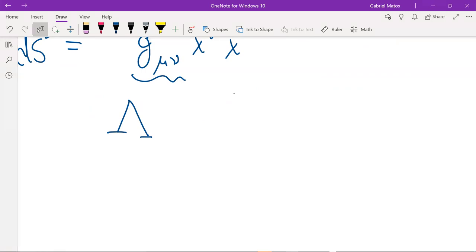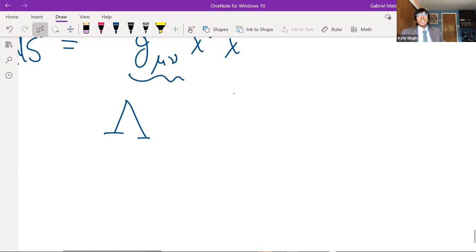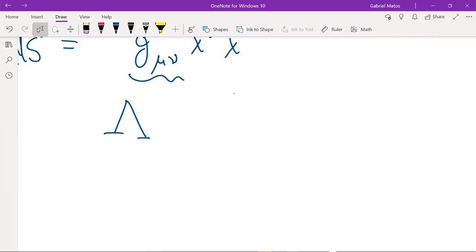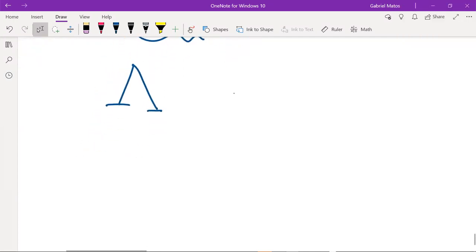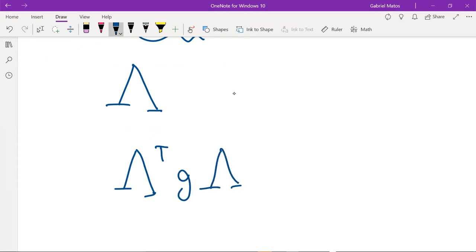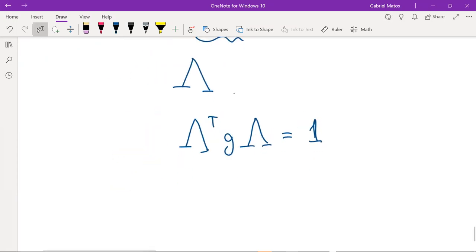Did you do that calculation, Gabe, where you do lambda transpose eta lambda gives back the metric? Yeah, that's the big way to show that these leave the metric invariant. Yeah, exactly. So what Kyle is saying is, if you write this thing over here, this is the metric denoted by G here. This should equal one. Right, it should leave the metric invariant.